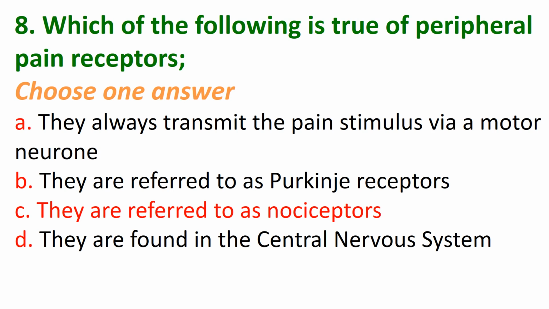To say they always transmit the pain stimulus via a motor neuron is ridiculous. Motor neurons are efferent, they are carrying impulses from the central nervous system out. And they are not referred to as Purkinje receptors. Now Purkinje cells, it's a Czech name, it's named after Jan Purkinje, and I'm sure I'm pronouncing his name incorrectly.